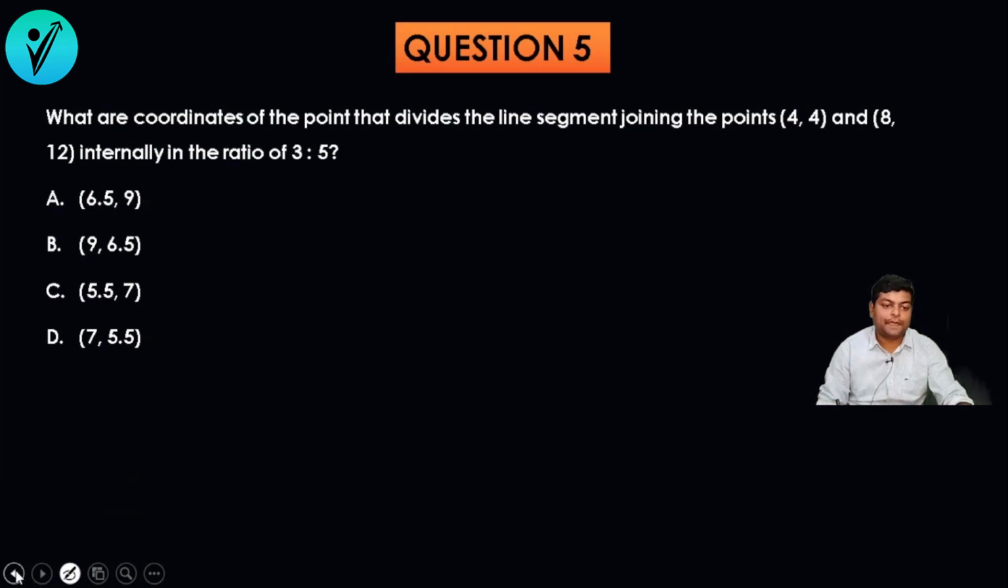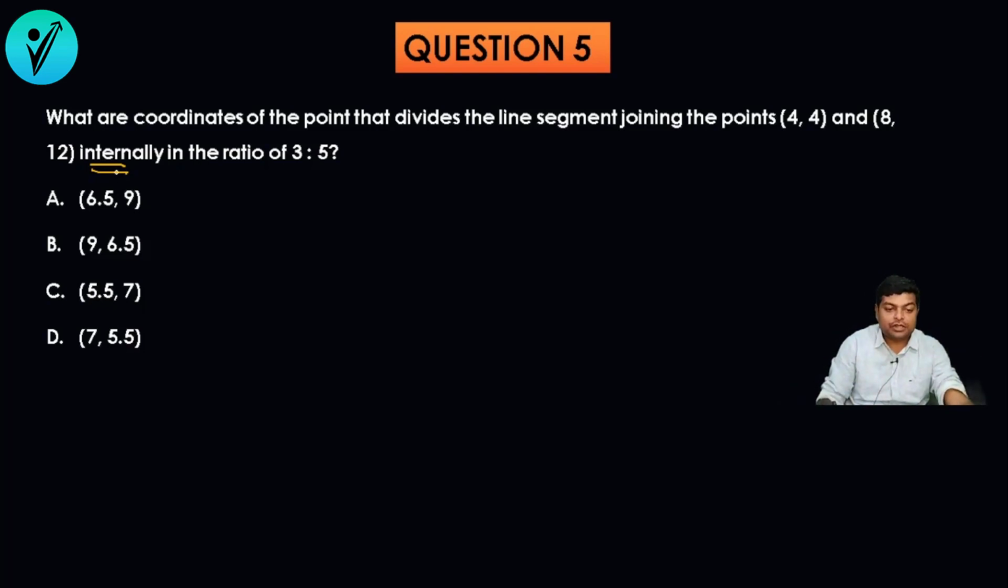Next. So next question is from coordinate geometry. What are the coordinates of the point that divides the line segment joining the points 4, 4 and 8, 12 internally in the ratio of 3:5? The very important keyword that we have to notice in this question is the division is internal in nature. So there are two kinds of division. One is an internal division and the other one is an external division. Okay, so what's the formula for internal division and what's the formula for external division?